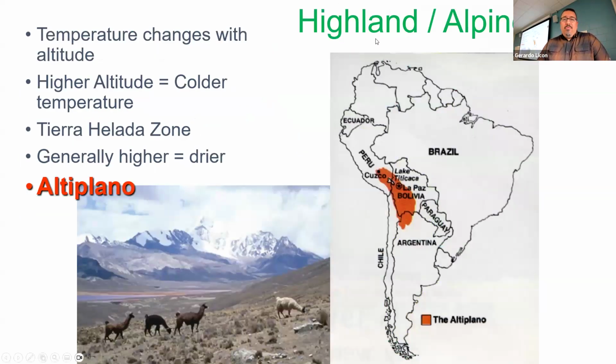Last one, known as both highland or alpine, where the temperature is determined by the altitude. We already learned the higher the altitude, the colder the temperature. It tends to be in the Tierra Helada zone with those altitudinal life zones that we learned about. And so in these areas, it tends to be higher altitude and dry. And the altiplano that we learned about is an example of that.